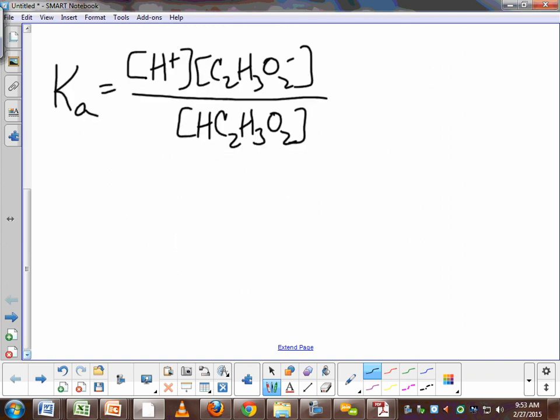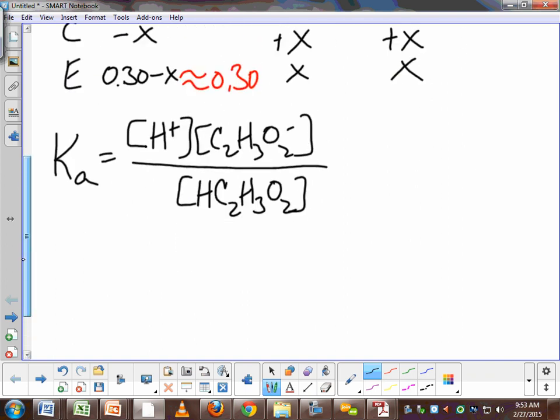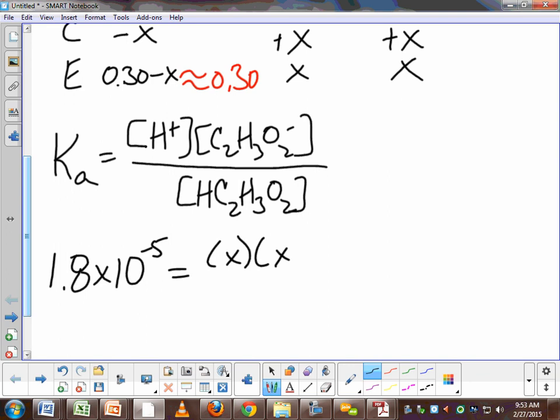We're now going to use what we know from the very last line of our ICE chart, in addition with the fact that the Ka value is 1.8 times 10 to the negative 5th. We're just plugging in. So we're going to do x times x over 0.3. And then it's simply solving. You're completely capable of solving for x at this point. We're just cross multiplying, and then we're going to be taking the square root.